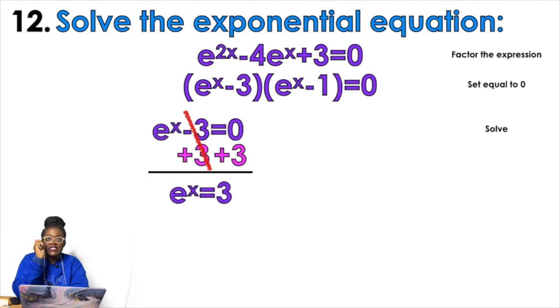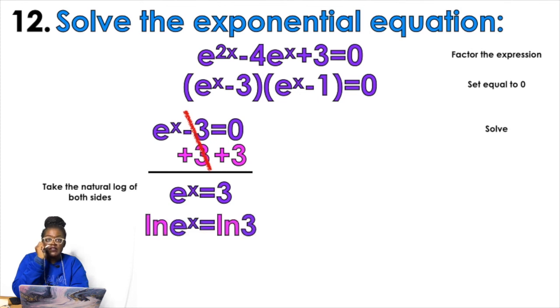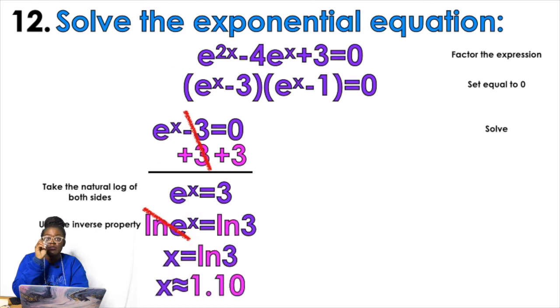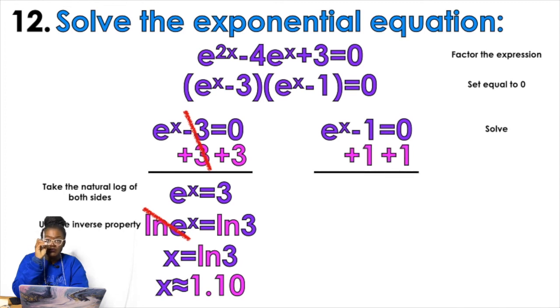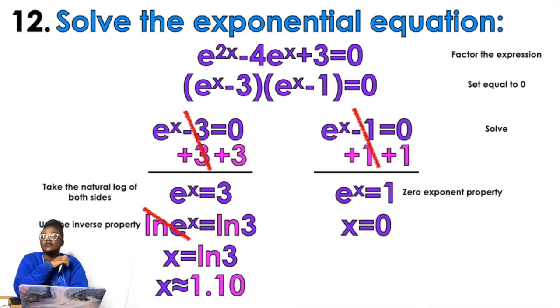So I get e^x = 3. We're going to take the natural log of both sides. That lets me use the inverse property. I get x = ln 3, or x approximately 1.12. Now we're going to set the other one. e^x minus 1 equals 0, plus 1 plus 1. I'm going to get e^x = 1. If you remember your zero exponent properties, anything to the 0 power equals 1, so the x has to be 0. So those are my two answers for that.